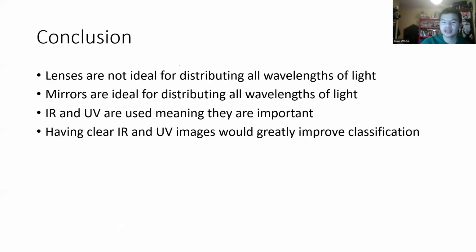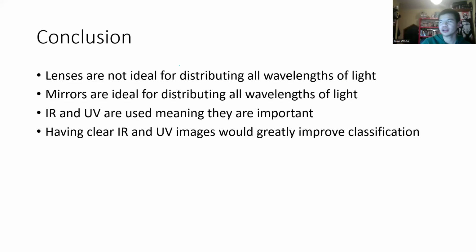So in conclusion, lenses are not ideal for distributing all wavelengths of light. Mirrors, on the other hand, are ideal for distributing all wavelengths of light, because they don't have chromatic aberration, and they don't have any refractive index or absorption problems, or as much as CO39 does.